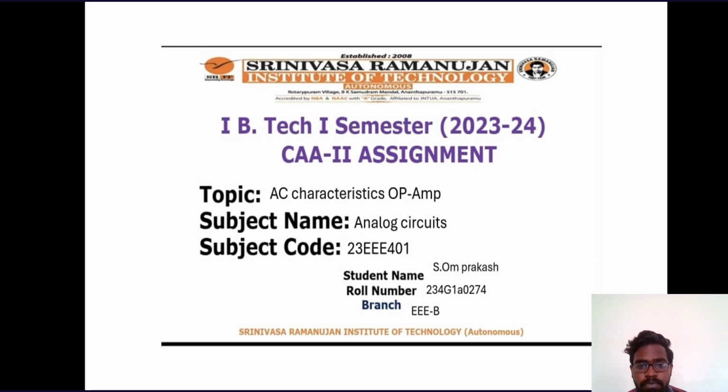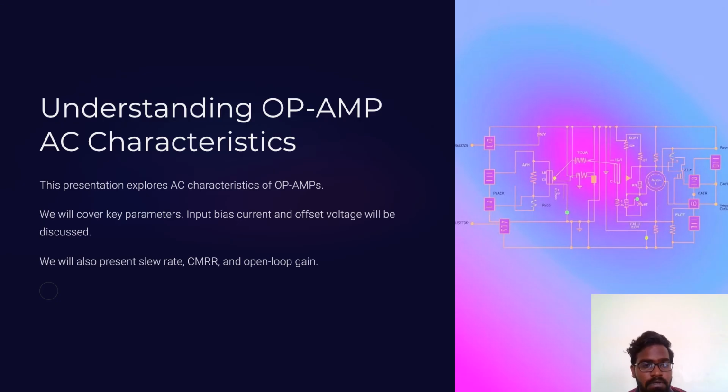The topic is about AC characteristics of op-amps. Coming to the topic, understanding the AC characteristics of op-amps. This presentation explores the AC characteristics of op-amps. We will cover key parameters: input bias current and offset voltage will be discussed. We will also present slew rate, CMRR and open loop gain.